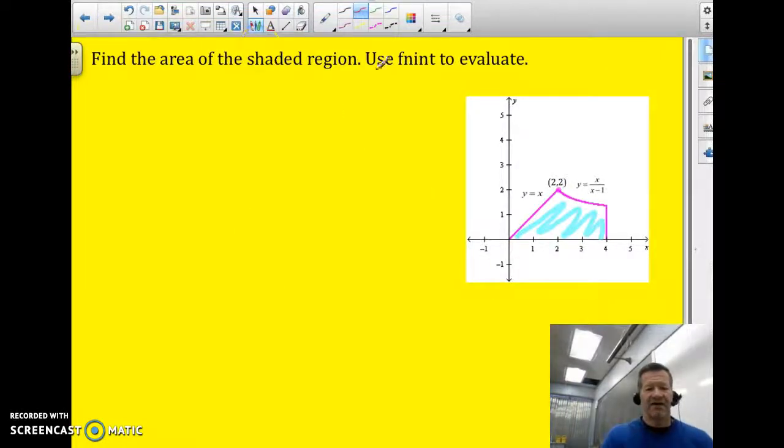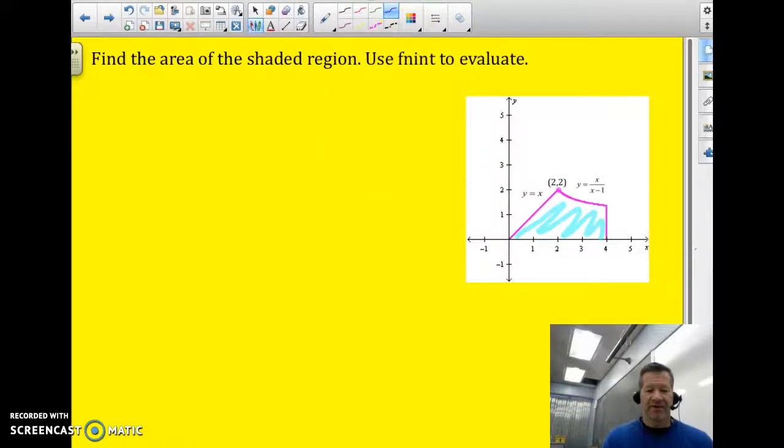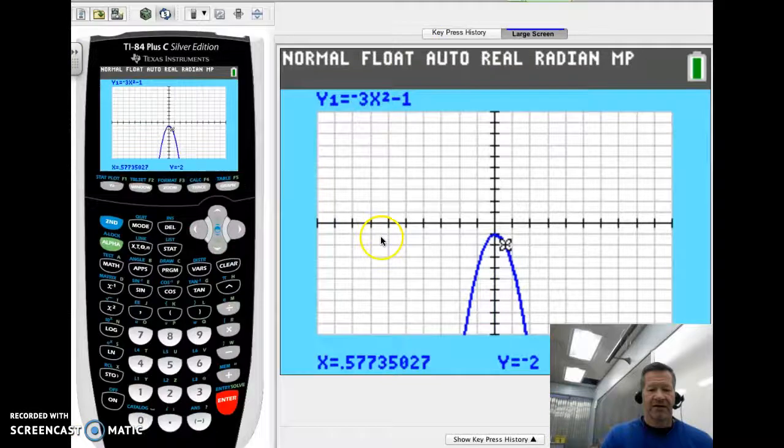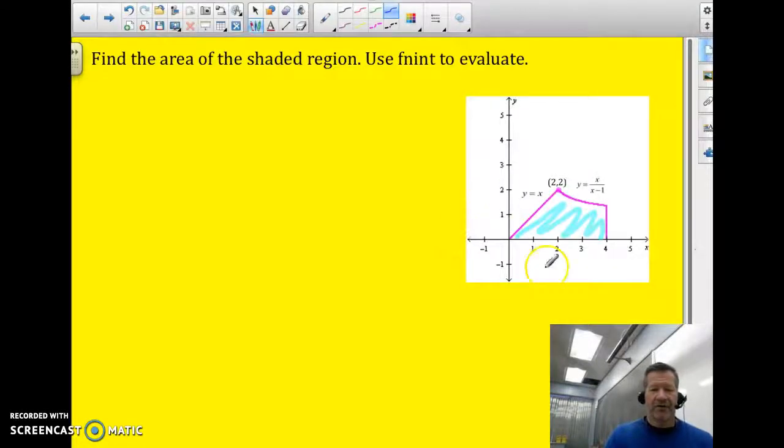Now, find the area of the shaded region, use FNint to evaluate. Okay, let me turn my calculator on here just so I have it when I'm ready. Boy, I didn't turn my marker off. I'll get that later.